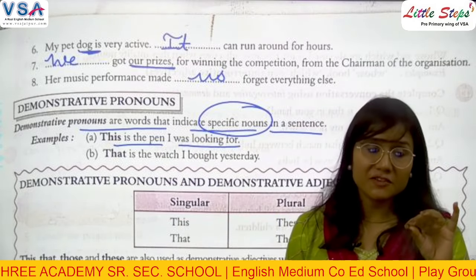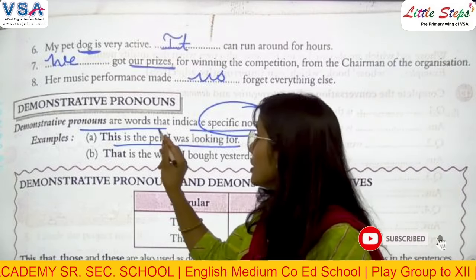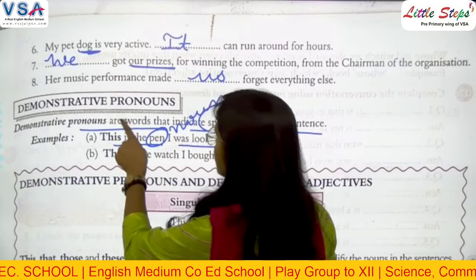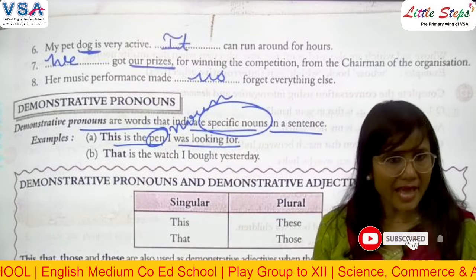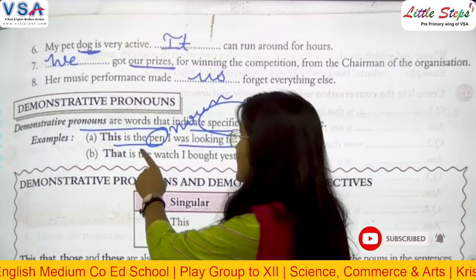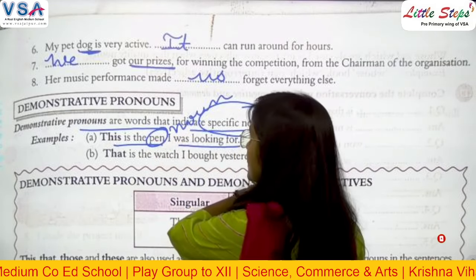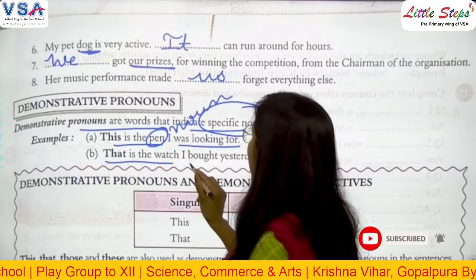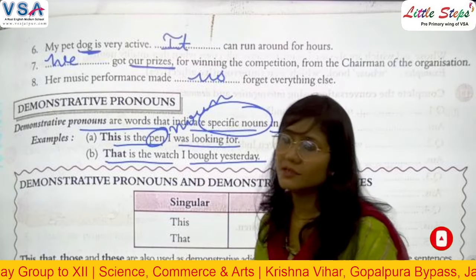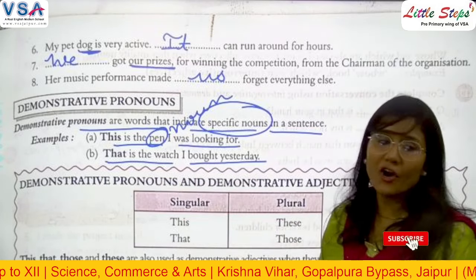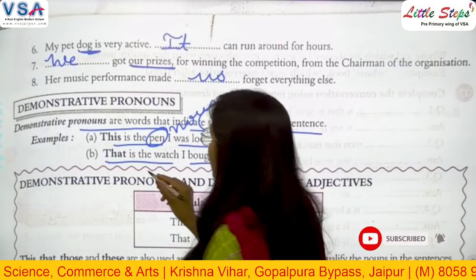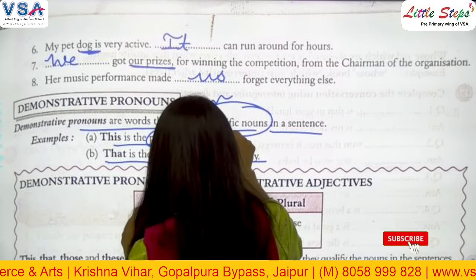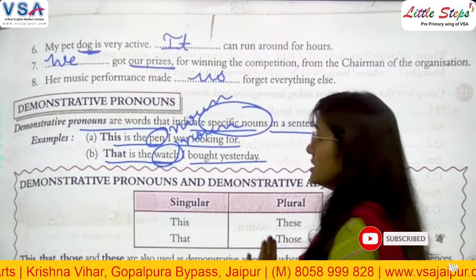अभी आपने देखा that it is used for specific nouns. ये किसी specific noun के लिए यूज होता है. So pen is your noun. So it is used for pen. So, this is the pen I was looking for. Now, that is the watch I bought yesterday. That is used for watch. What is watch here? Noun. Specific noun. Now completed.